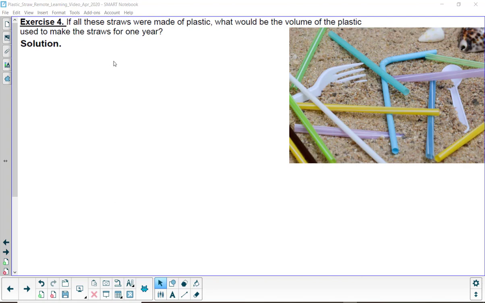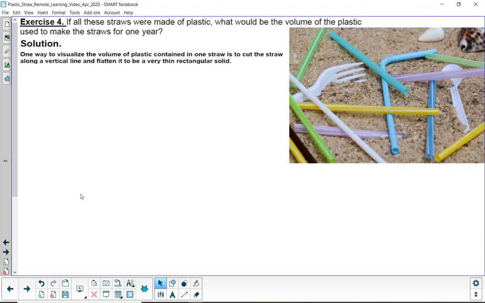All right, so let's go ahead and look at the solution here. If these straws were all made of plastic, what would be the volume used to make the straws for 1 year? So one way to visualize the volume of the plastic contained in one straw is to cut the straw along a vertical line and flatten it out to be a very thin rectangular solid. So if I do that, I'm going to have a flat rectangle here that the length is 7 3/4 inches and the width is the circumference of whatever the straw is. And then we have the thickness of the straw as well to make it a 3D figure.